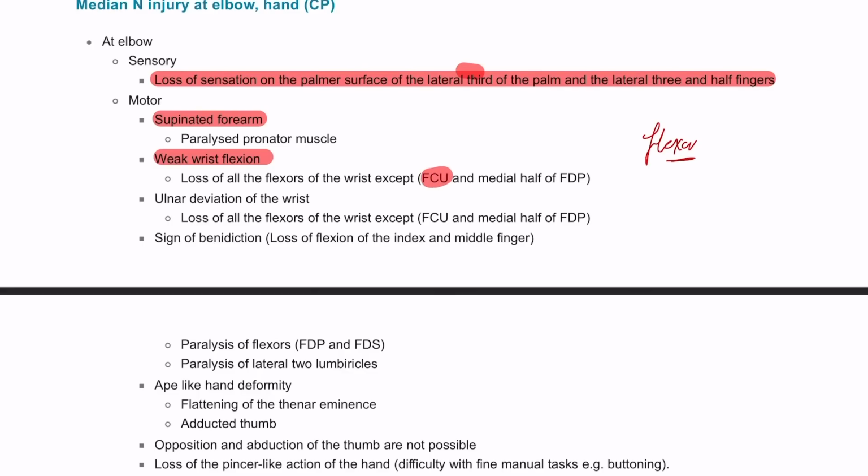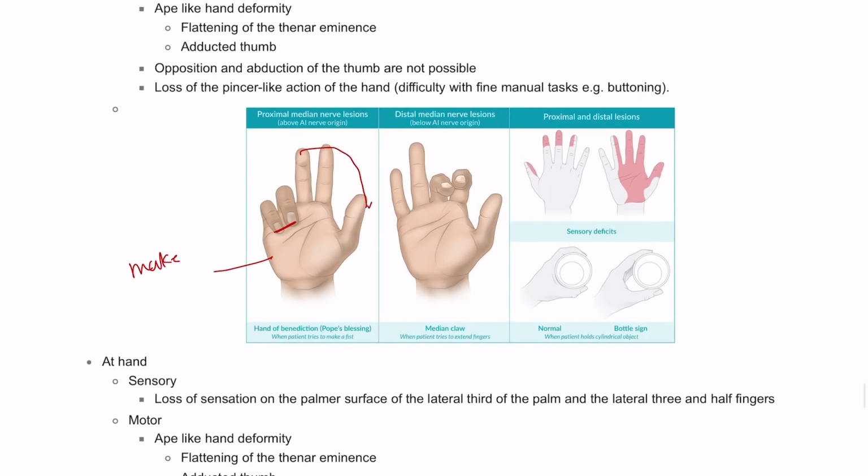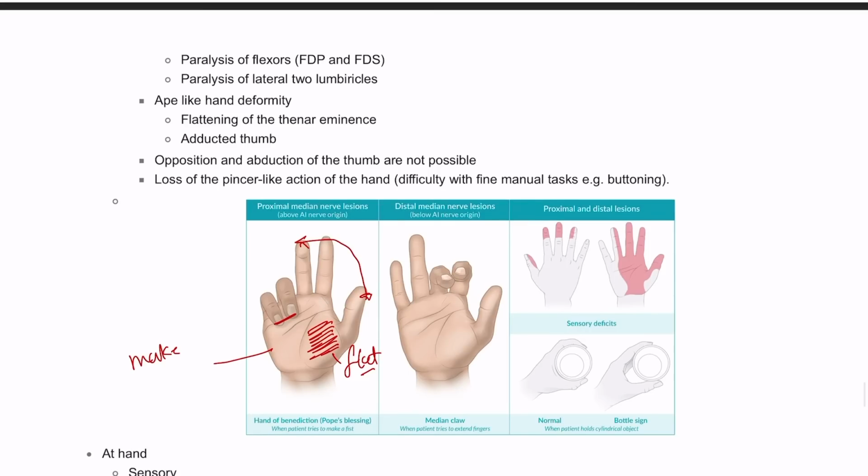Because the flexor carpi ulnaris is still working, there will be ulnar deviation, and there is something called the sign of benediction. When you ask your patient to make a fist, only those two fingers will be able to flex, but the lateral 3.5 fingers are unable to flex at all. Also the thenar eminence will be very flat, and basically the muscles are lost. So this is called the sign of benediction, all right?